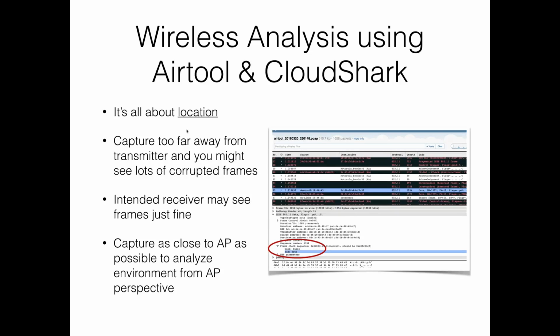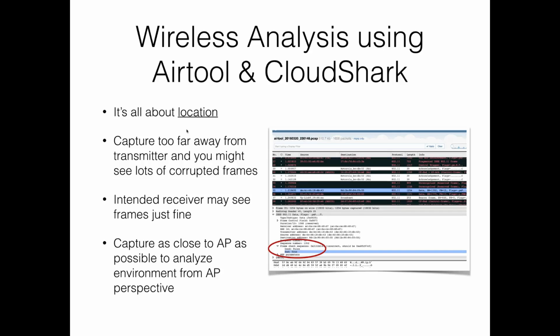If you capture too far away from the transmitter, you might see a lot of corrupted frames. Why? Because if you're too far away, then the chances of being interfered with by other transmitters are higher, and the signal strength is lower, and then you start to see errors in the frames. But that doesn't mean that the receiver is seeing the same errors, because if the receiver is close to the transmitter, then everything is just fine.